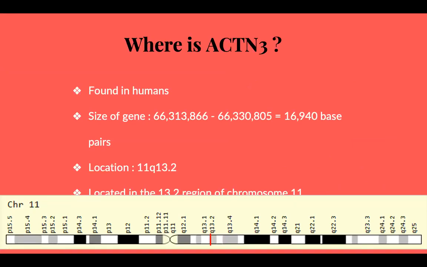So where is ACTN3? It's found in humans. The size is about 16,940 base pairs, and it's located on 11q13.2. So it's located right here at region 13.2 on chromosome 11.